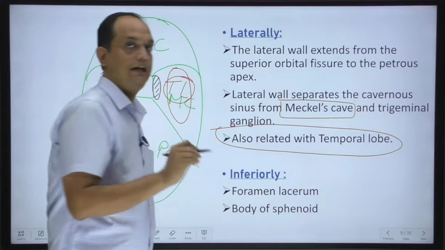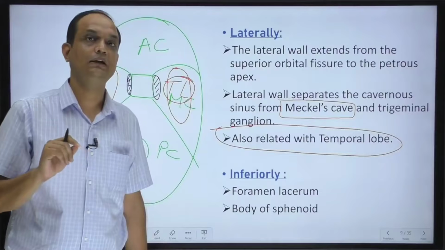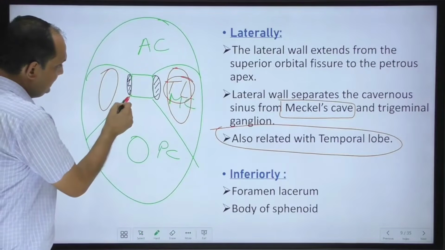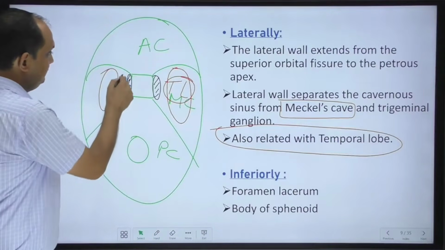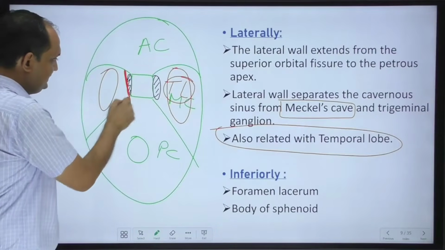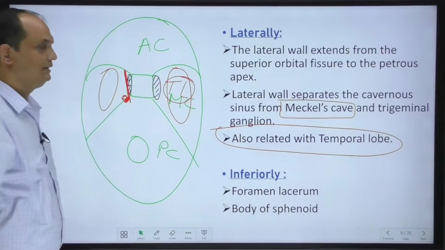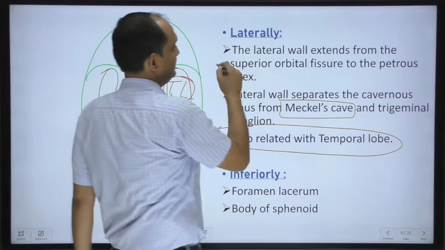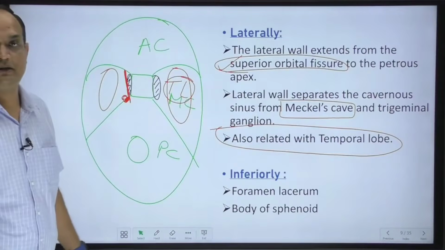Now this Meckel's cave, if you remember the class of my dural sinus, I told you that you have the Meckel's cave which is present here near the apical part of the petrous temporal bone. Now this cave remains separated by the lateral wall. The lateral wall is present like this, and this lateral wall is separating the cave from the cavernous sinus. Then you have the lateral wall extension from the superior orbital fissure to the apex of the petrous bone.